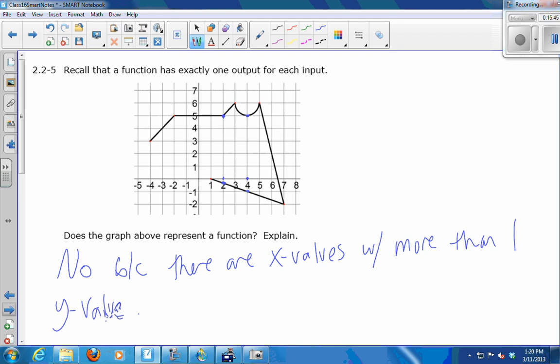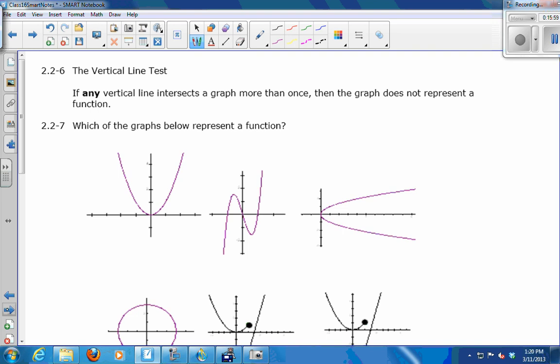So what made this not a function is that at 4, there were 2 different outputs. So if you draw a vertical line through 4, it touches the graph in 2 places because there are 2 different outputs. So the vertical line test says that if you can draw any vertical line that intersects the graph more than once, then it is not a function.